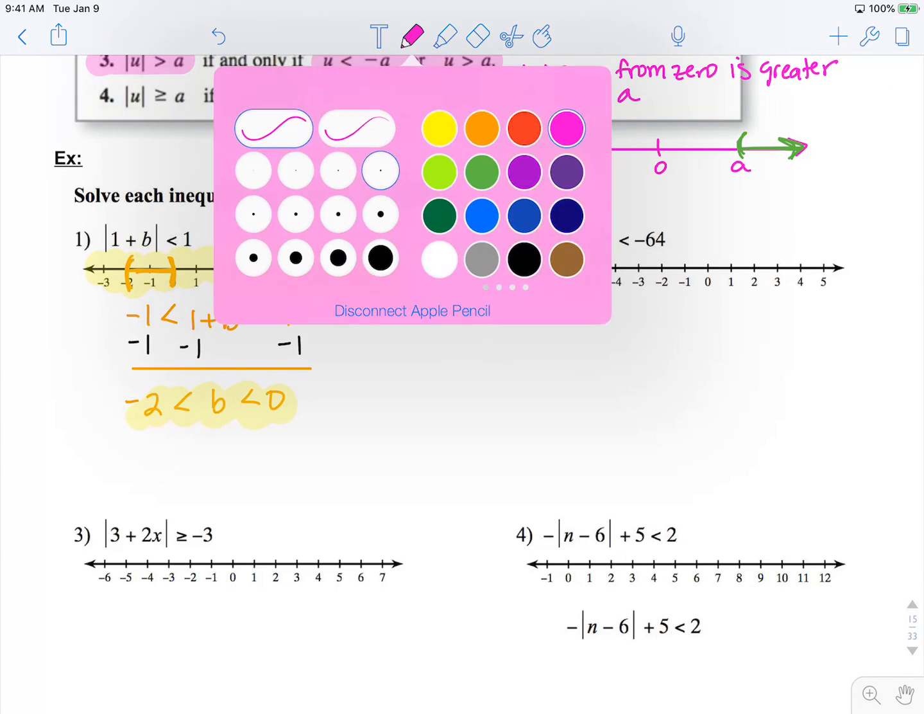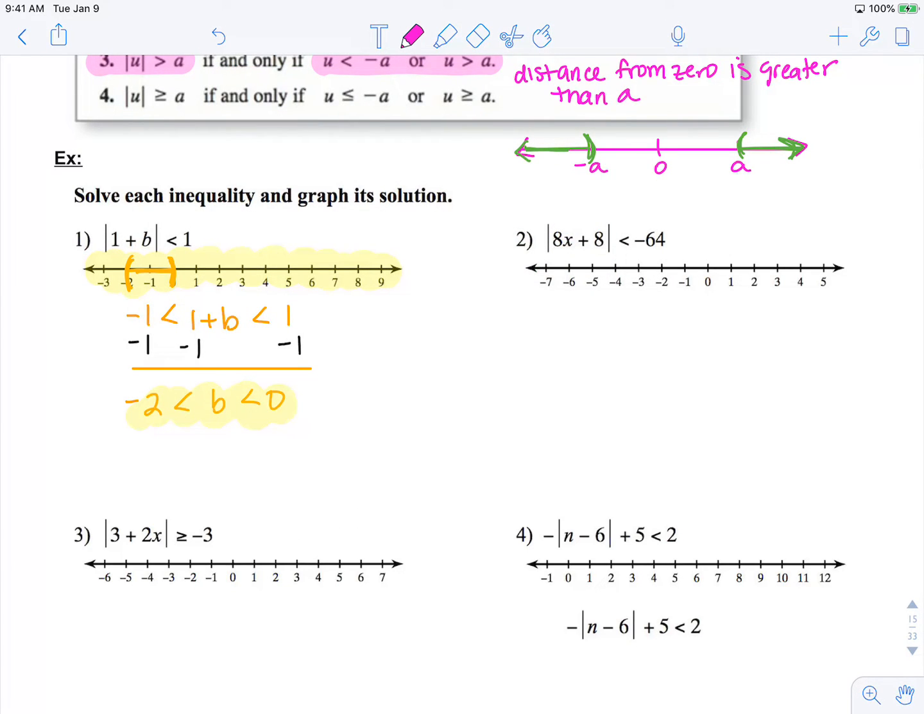Now let's look at number 2. The absolute value of 8x plus 8 is less than -64. So let's pause for a minute. That means our distance needs to be less than -64. If that's true, then that would make our distance negative, which is not possible. So if our absolute value is less than a negative, that means there is no solution because our distance cannot be negative, and therefore we don't shade anything on the number line.